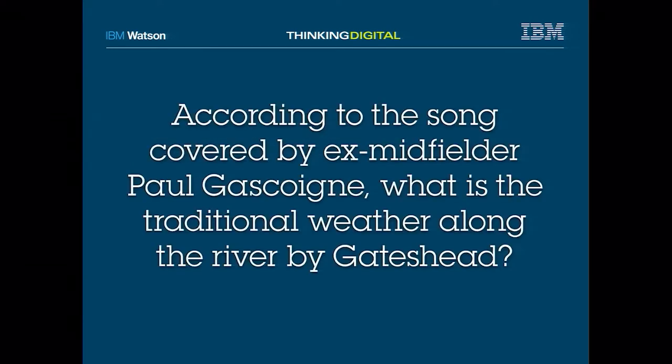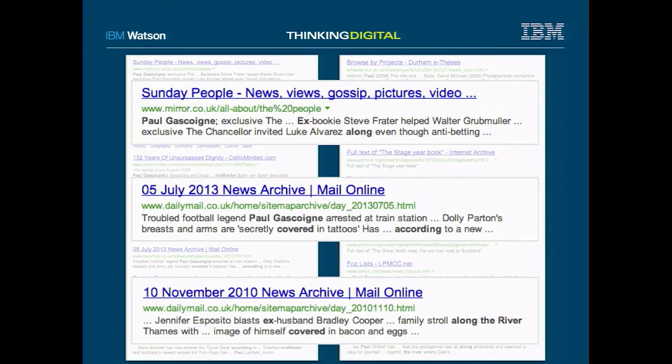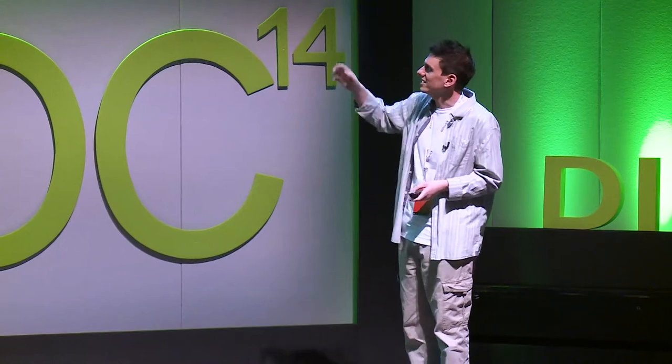So I took this question and I put it into a search engine. And what I got was not an answer, but a list of documents. What I got are tens of thousands of web pages and articles that mention some of the words in my question. So I mentioned the ex-midfielder, so I got a page about an ex-bookie and a page about an ex-husband.